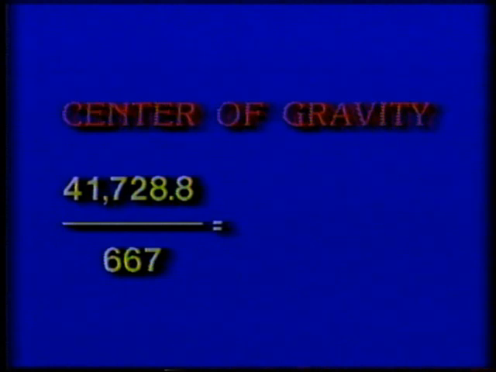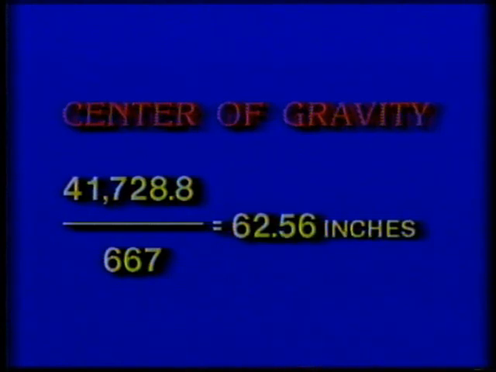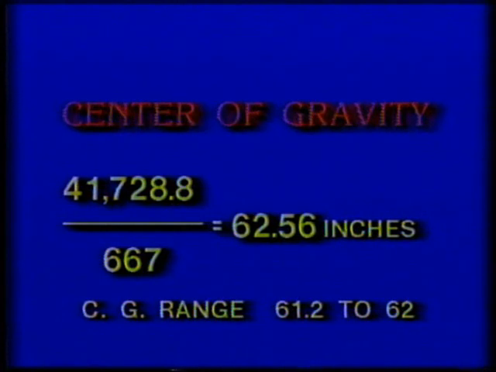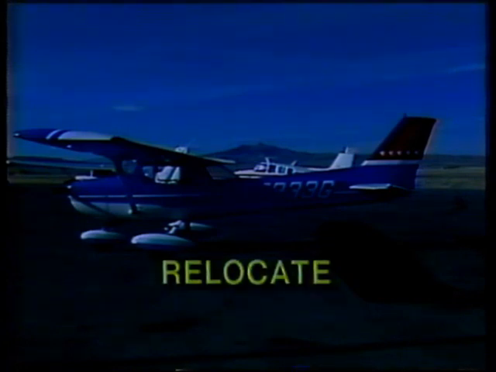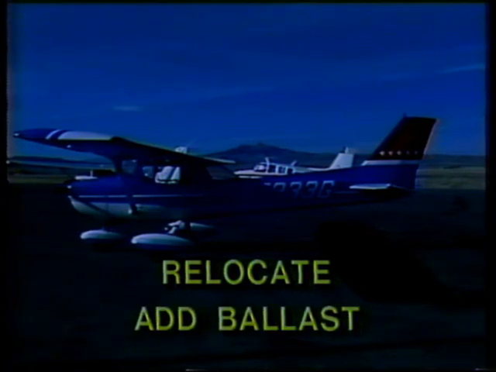Divide the total moment by the total weight. The new center of gravity is at station 62.56. This is more than half an inch behind the acceptable CG range of the aircraft. To bring the center of gravity back to an acceptable location, we would either have to relocate the battery and/or the alternator, or install a certain amount of weight at a given point as ballast. The subject of ballast will be covered in the program on aircraft loading.